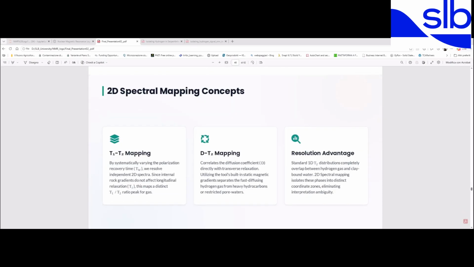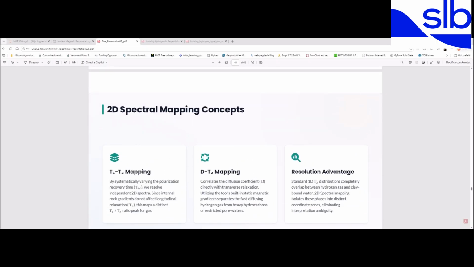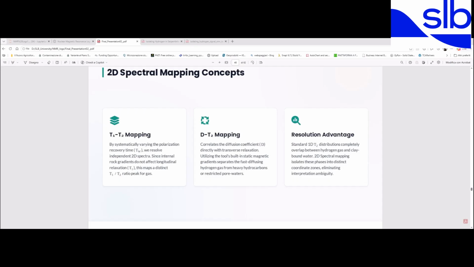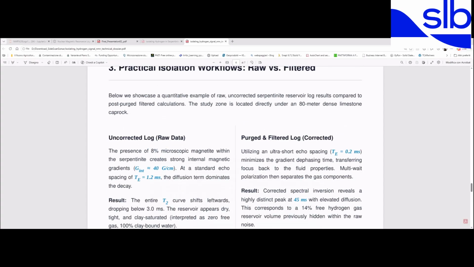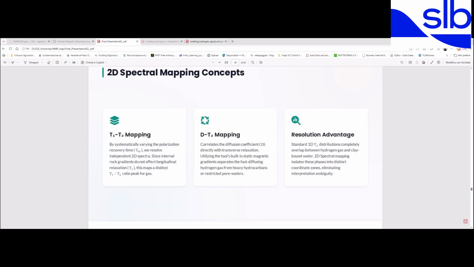The second, spectral mapping concept. How can we build the spectral mapping concept? To build a 2D spectral mapping concept, you need to map the T1 and T2 relaxation times in all directions. When you are producing the mapping, you just have to pre-process the logs, isolating all the values from magnetite and so on, and finally you can produce the T1, T2 map. By systematic variation of the polarization recovery, we resolve two independent spectra, since internal rock gradients do not affect the magnetite or water influence.